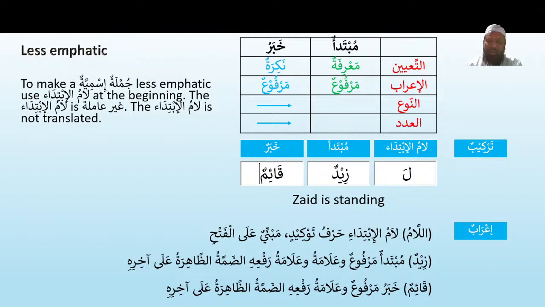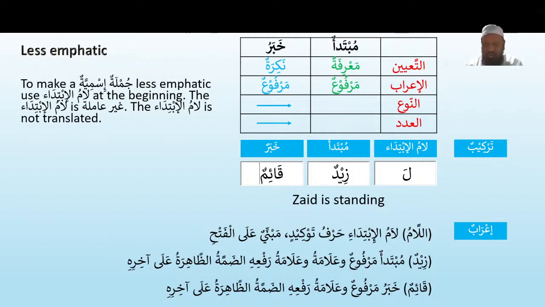For inna as well, we could have written harfun nasikhun harfu tawkidin. We can write this part as well for the inna. Because I already said harfun nasikhun, that means emphatic. Because for allam we have nothing else to write about it, that's why we write harfu tawkidin. And it is مبني على الفتح.